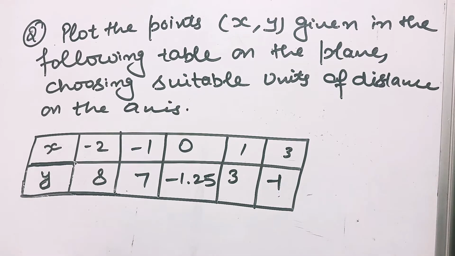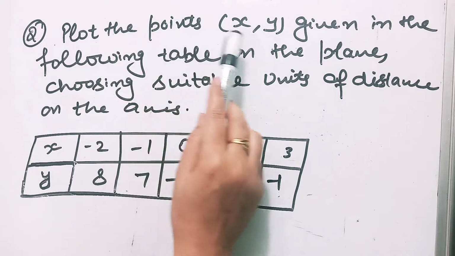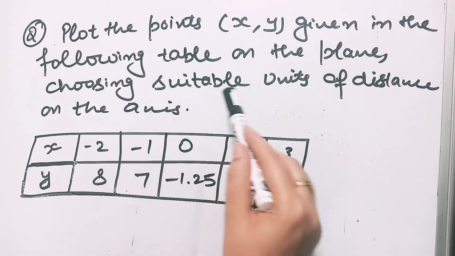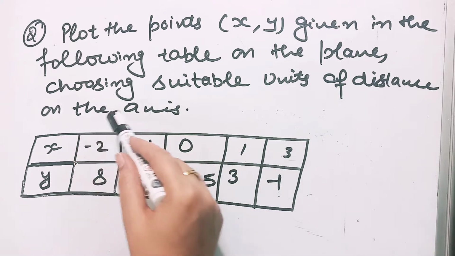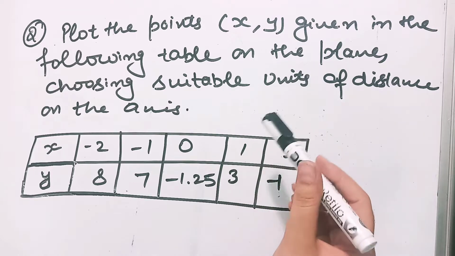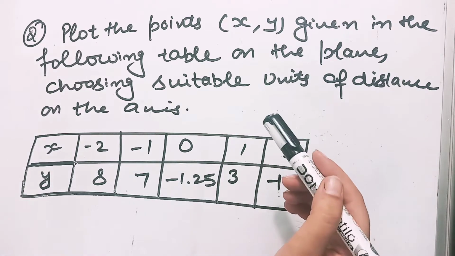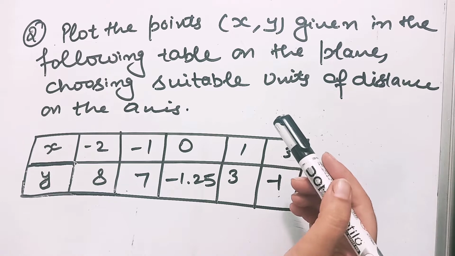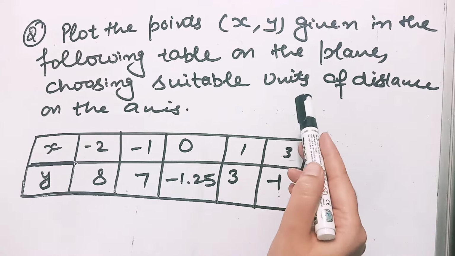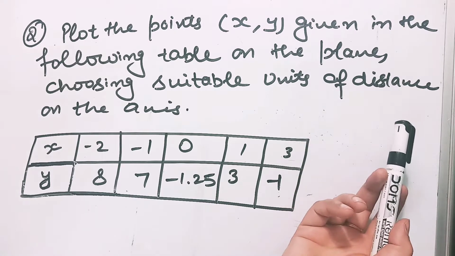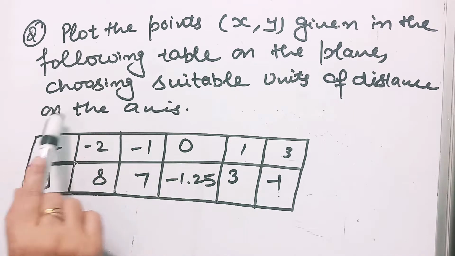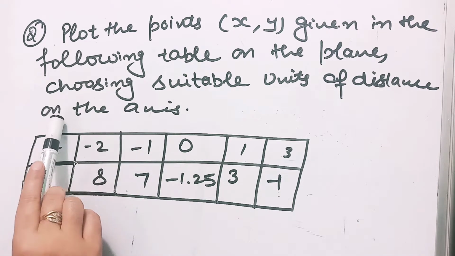The second question of this exercise is: plot the points x, y given in the following table on the plane, choosing suitable units of distance on the axis. Suitable unit means, what is this? If you are taking 1 centimeter as the unit, then on all four sides, positive and negative, you have to take the same unit of distance. If you take 2 centimeters as one unit, you can take that. You can choose whatever seems right to you.